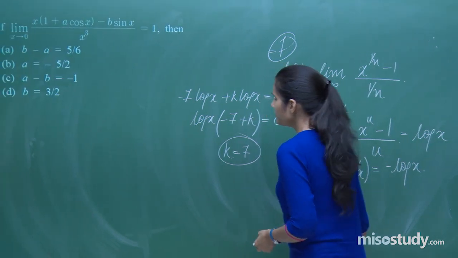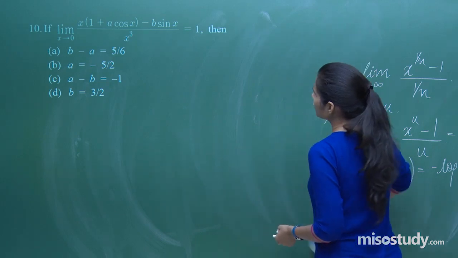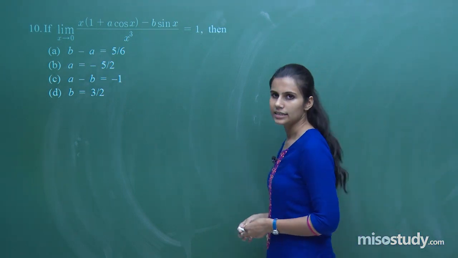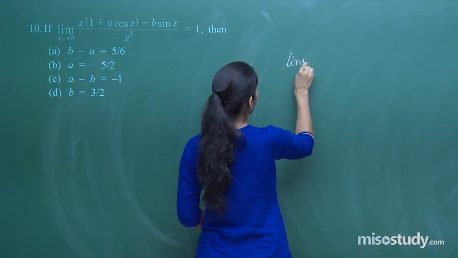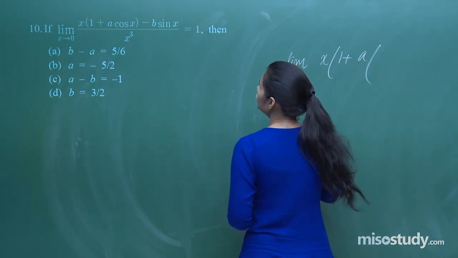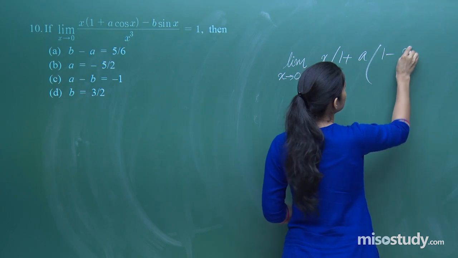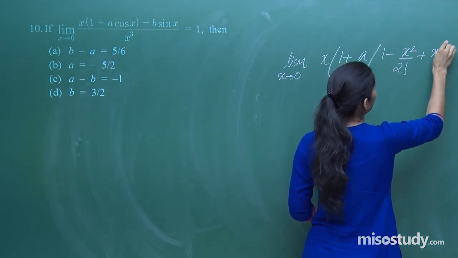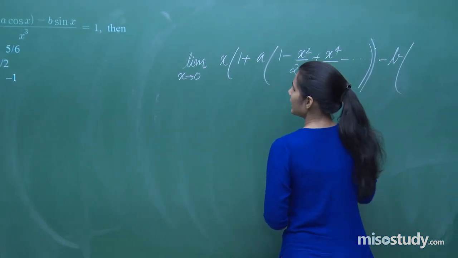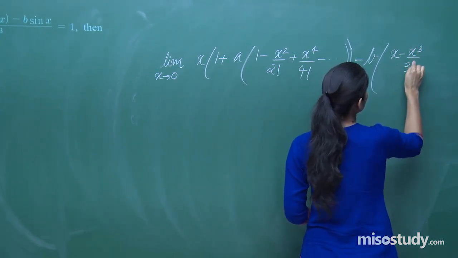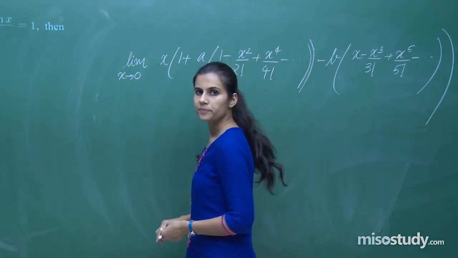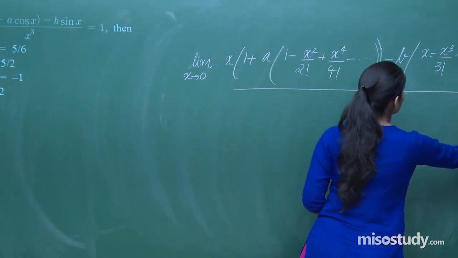We have, if limit x tends to 0, x into this expression minus b sine x whole upon x cube is 1, then a and b are what? What is the relation they basically satisfy? So let's understand, this is limit x approaches 0, x into 1 plus a cos x. Now cos x can be written as 1 minus x square by 2 factorial plus x to the power 4 by 4 factorial and so on, minus b sine x, which is x minus x cube by 3 factorial plus x to the power 5 by 5 factorial and so on. Fine, whole upon x cube.